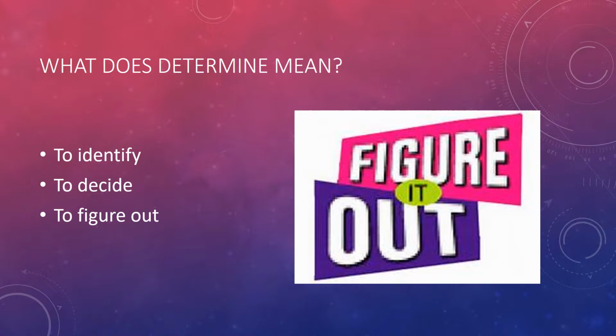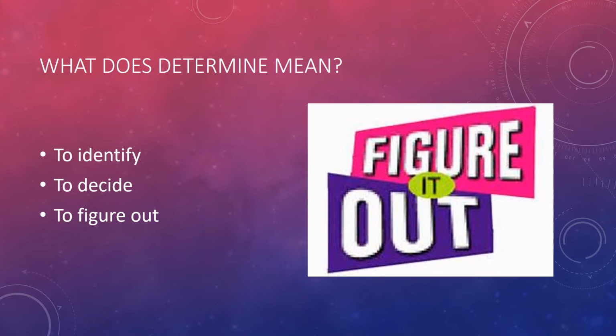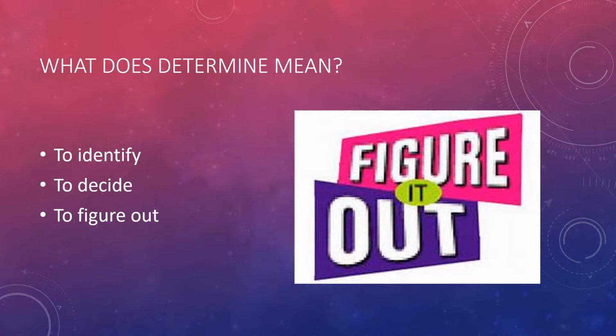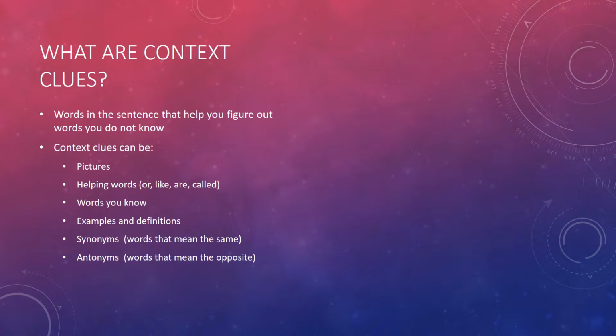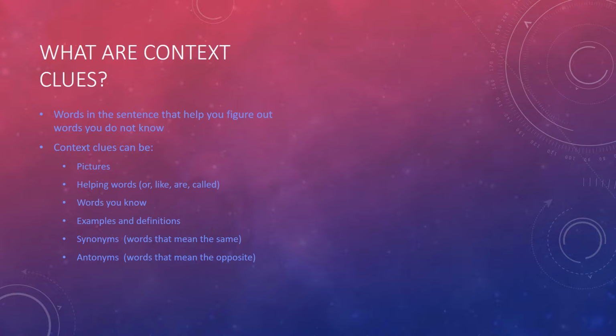What does determine mean? Determine means to identify, to decide, to figure it out. What are context clues? Context clues are words in the sentence that help you figure out words you do not know. So context clues can be pictures, helping words like or, like, are, called, words you already know, examples and definitions, synonyms, words that mean the same, or antonyms, words that mean the opposite.